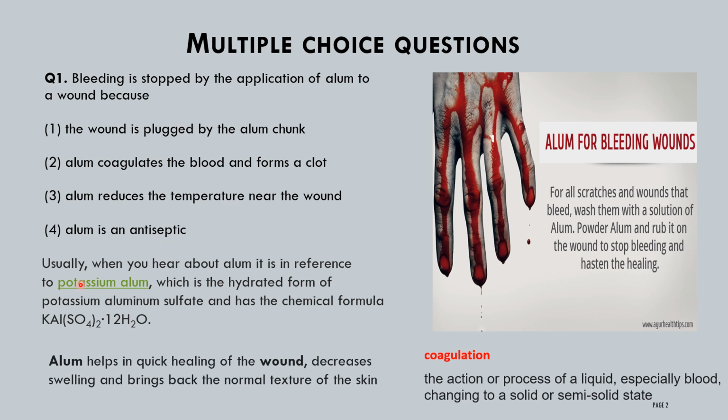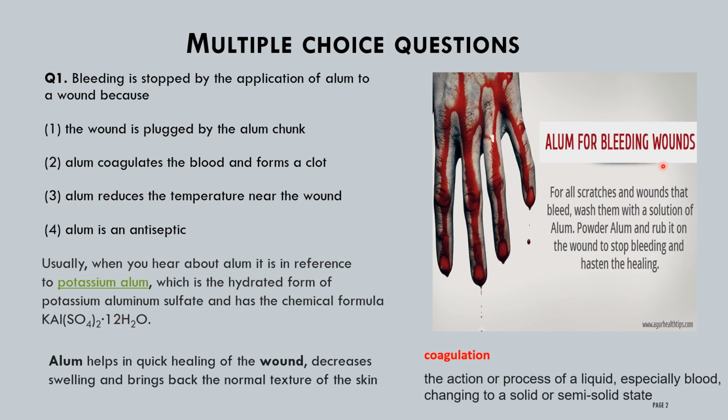Let us discuss. Usually when you hear about alum, it is in reference to potassium aluminium sulfate, which is the hydrated form of potassium aluminium sulfate and has the chemical formula KAl(SO4)2·12H2O. In the exam they may ask what is the chemical formula of potassium aluminium sulfate. Then you have to remember this formula. Let us discuss in detail.